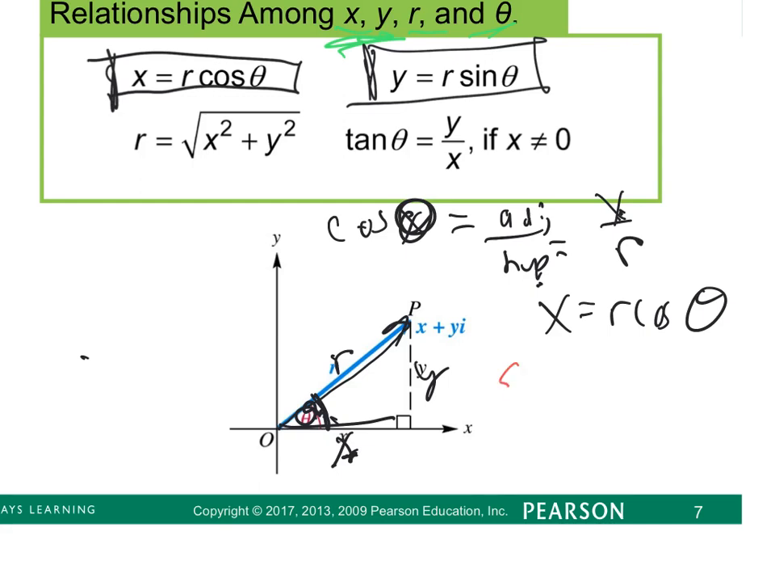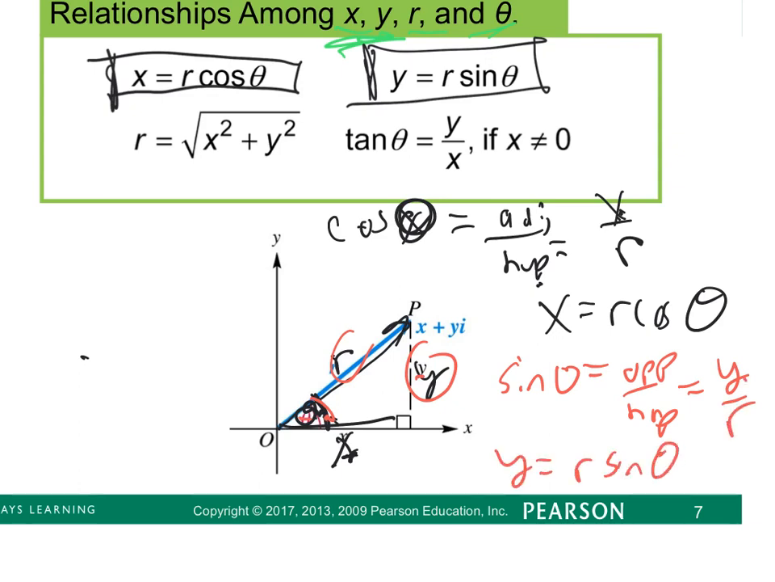Likewise, sine of this angle is opposite over hypotenuse. In this case, it's y over r. Solve it for y. Y equals r sine of theta. So we've done that before, but these will really mean something later. It's important to know this conversion. Now, obviously, it's a right triangle.